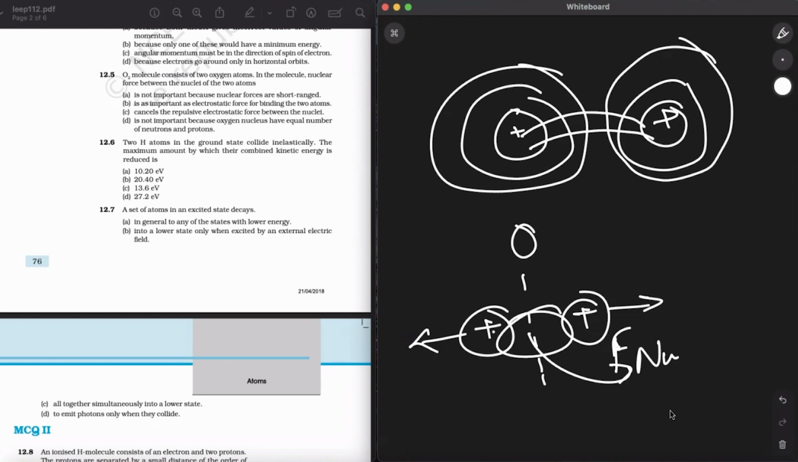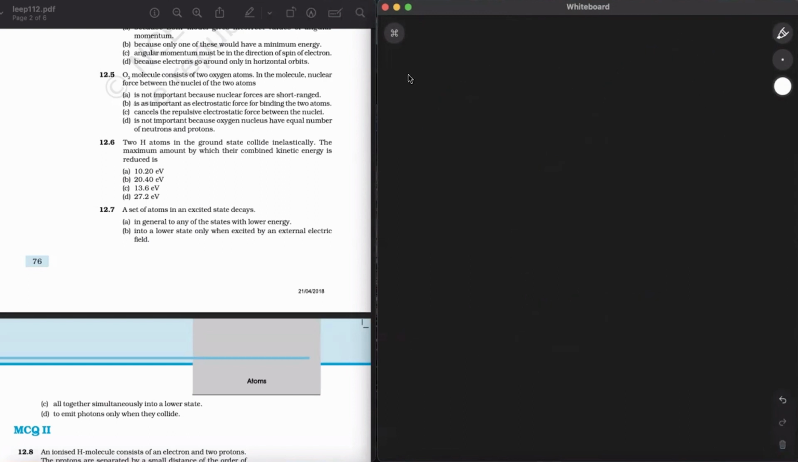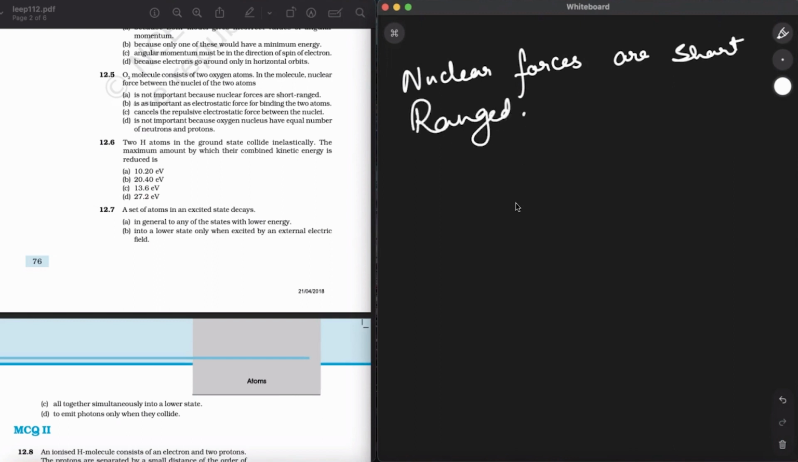Now checking option B: it is important as electrostatic force for binding the two atoms. No, incorrect, because the force reduces to a low value, even zero, if the distance is more than a few femtometers. I have already told it. Nuclear forces are short-range, first of all.